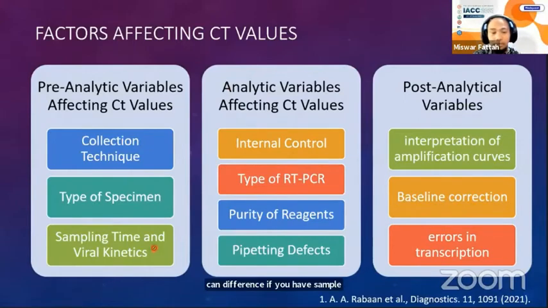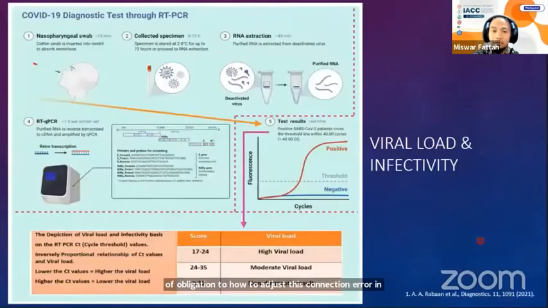Also the sampling time, relative to the viral kinetics. For analytical factors: internal control, because some adjust by internal control, type of real-time PCR, purity of reagent, pipetting defects. And post-analytical factors: the interpretation of the amplification curve, how to adjust baseline correction, and errors in transcription. These are factors that can affect the CT value. And now some work has been published about viral load and infectivity, but this depends, maybe on the instrument, so results can differ based on these publications.